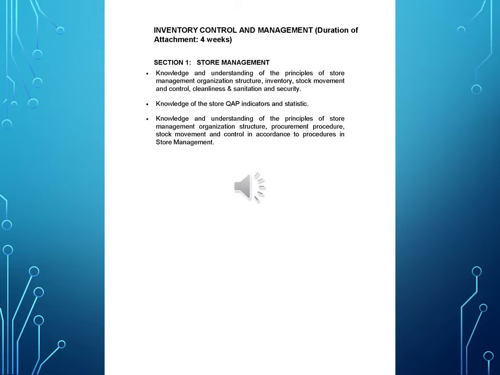Inventory control and management. Duration of attachment, 4 weeks. Section 1. Store management. Knowledge and understanding of the principles of store management, organization, structure, inventory, stock movement and control, cleanliness and sanitation and security. Knowledge of the store QAP indicators and statistics. Knowledge and understanding of the principles of store management, organization, structure, procurement procedure, stock movement and control in accordance to procedures in store management.